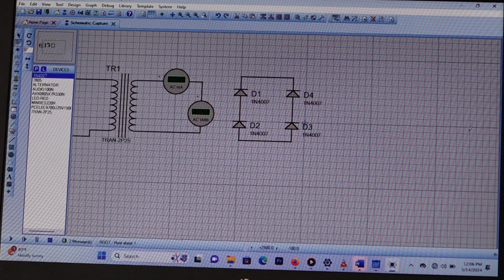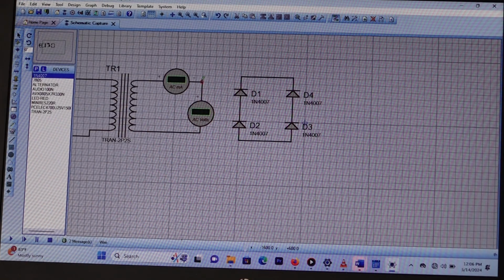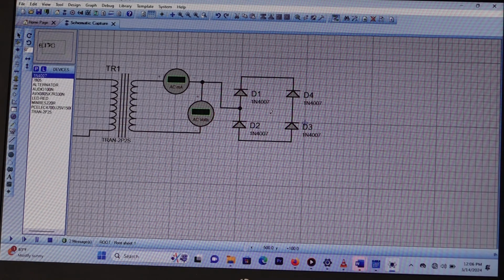According to our overall schematic circuit diagram, we have to take one wire from the step-down transformer and connect it between diode 1 and diode 2. Then we have to take another wire from the step-down transformer and join it between the cathode of diode 3 and the anode of diode 4. Are we together?